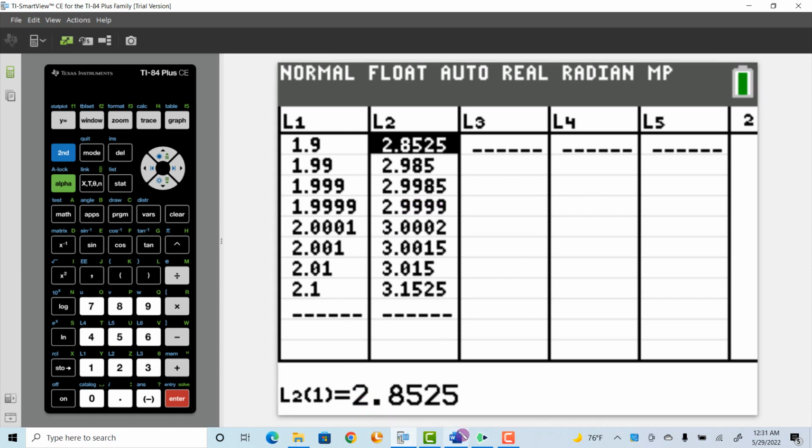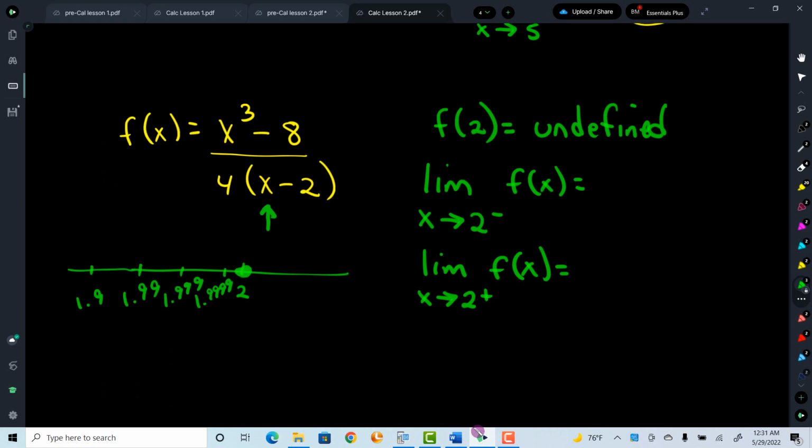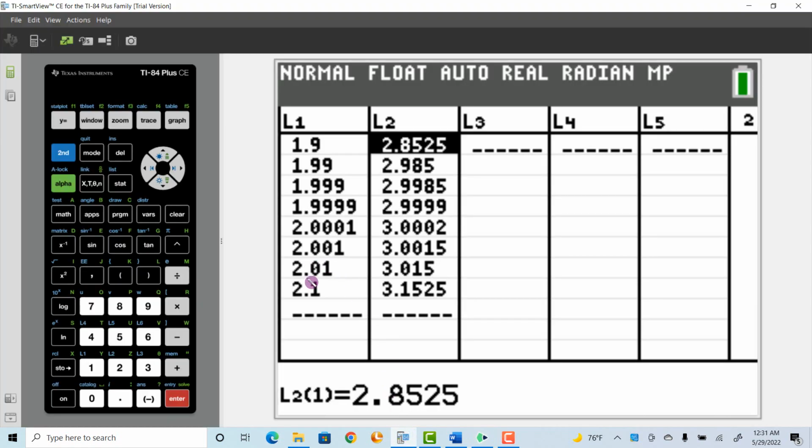And then if I go the other direction, getting close on this side, let's start out here: 2.1, 2.01, 2.001, 2.0001. See, I'm getting closer and closer to 2 from the right-hand side. So if I look at my table, here's 2.1, I'm getting closer and closer to 2 from the right. What's my y value doing? It's getting closer and closer to 3.